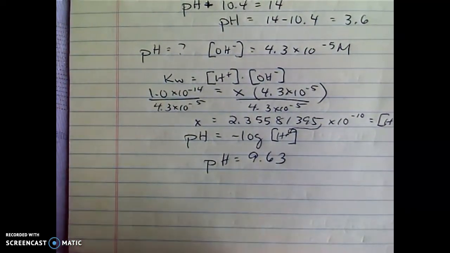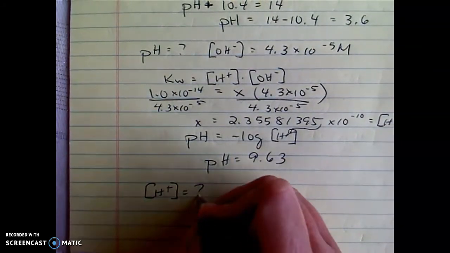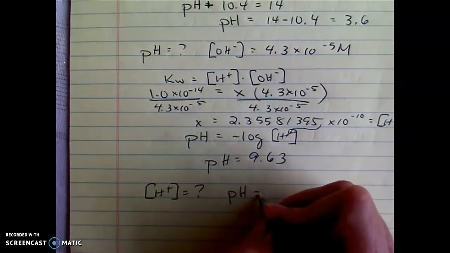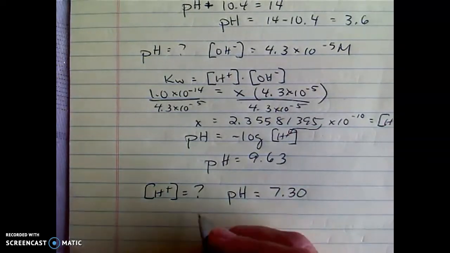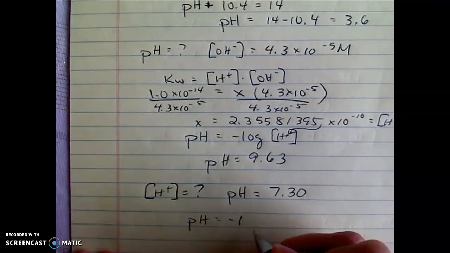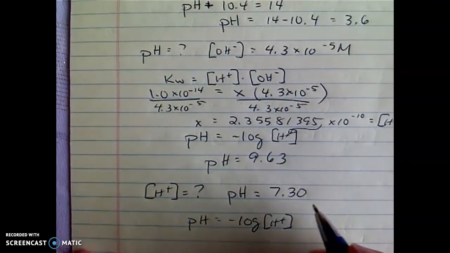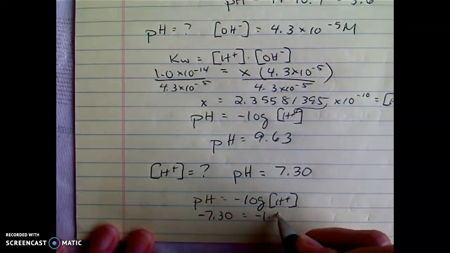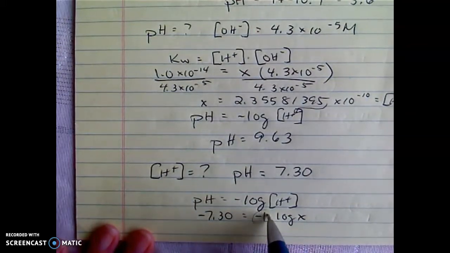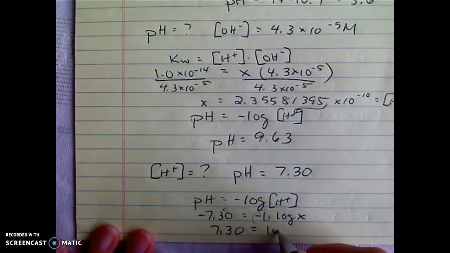One of my questions says, what is the H plus concentration if my pH is 7.30? Okay, once again, this is where you have to do the inverse. So we've got pH is equal to negative 1 log of the concentration of H plus. So this is 7.30 equals negative 1 log of x. Remember, this has to come over here. So this is going to give me a positive 7.30 equals log of x.